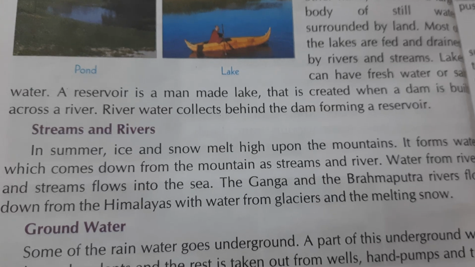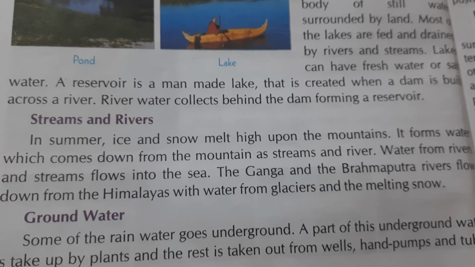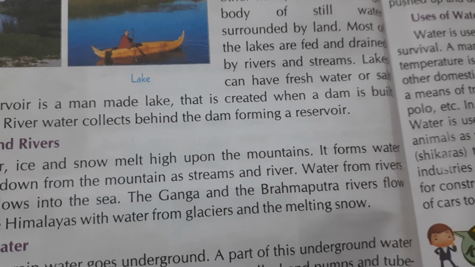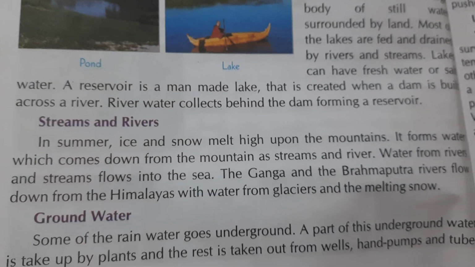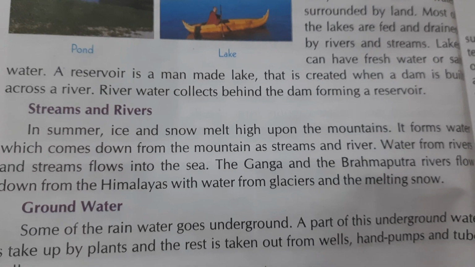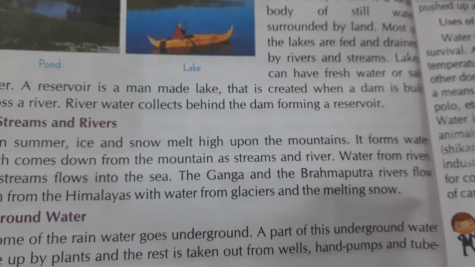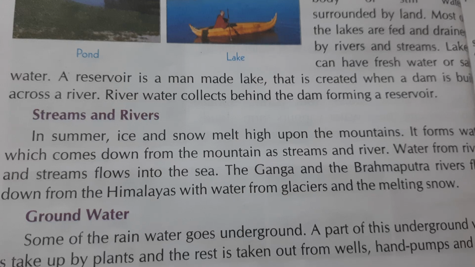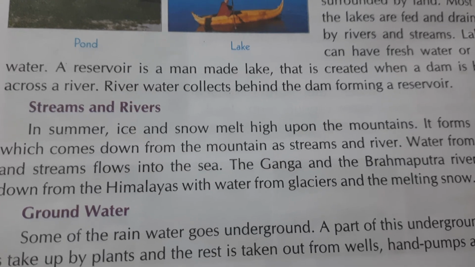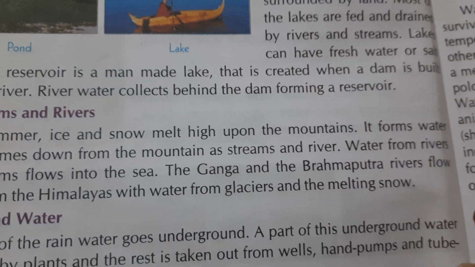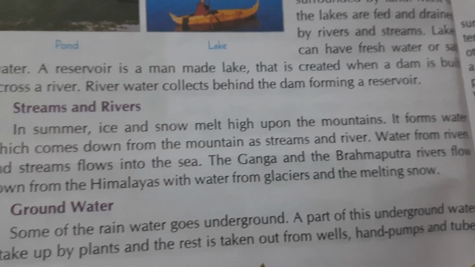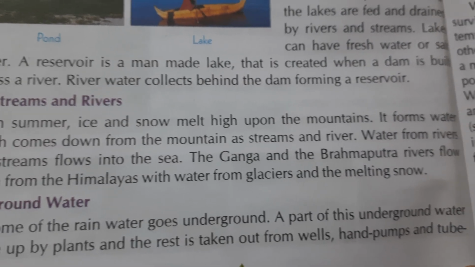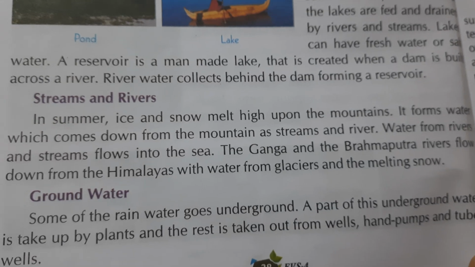Now we are going to study streams and rivers. In summer, ice and snow melt high up on the mountains. This forms water which comes down from the mountains as streams and rivers. Water from rivers and streams flows into the sea. The Ganga and the Brahmaputra rivers flow down from the Himalayas with water from glaciers and melting snow.